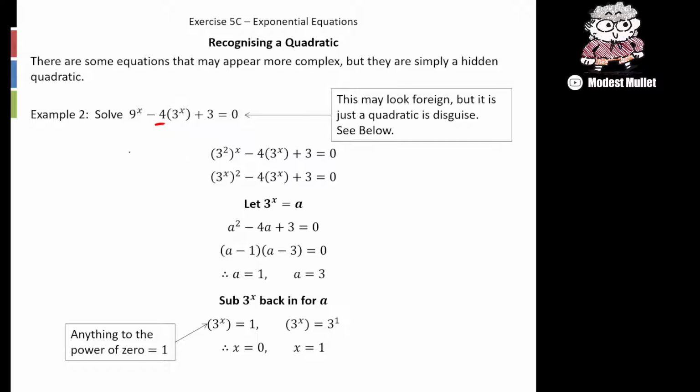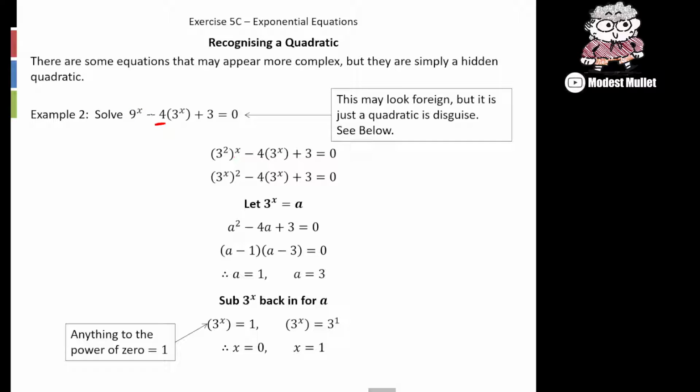And then lastly, as we'll see, this 9 to the power of x, we can simplify it to 3 squared, which we can then rearrange to 3 to the power of x all squared. So there's three things that combine to help us show that this is a hidden quadratic. One, we can turn one of the powers into being squared. Another is that one of the exponents has a coefficient, and then the whole thing is equal to 0.